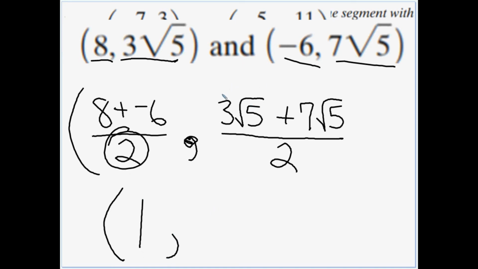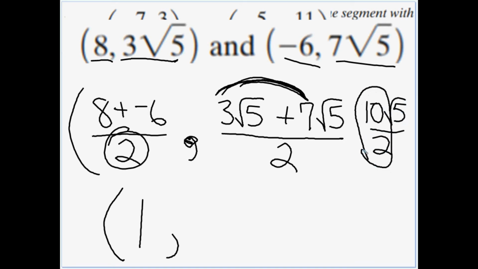And we got a comma. If we add the numbers in front, 3 plus 7 is 10. So that is 10 roots of 5 over 2. Divide the 10 by 2 and you get root 5. 10 root 5 divided by 2 is 5 root 5. There we go. So there's our midpoint.